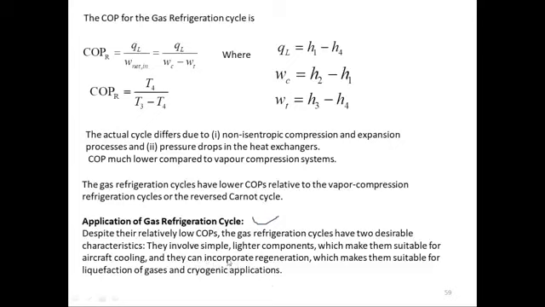So this cycle can be easily converted into a regeneration cycle, and you can keep lowering the temperature of the air so that it reaches the cryogenic temperature. So it can be used in liquefaction of gases. The other advantage is that you don't need an extra compressor. It can use the same compressor which is used in the aircraft engine. So that's why it becomes lighter.